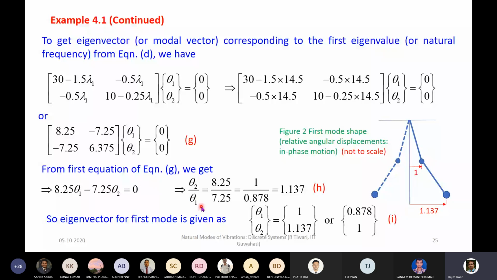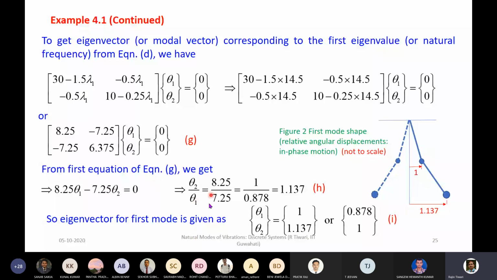If we have a 3-degree of freedom system, we will find that theta 2 by theta 1 and theta 3 by theta 1 have some fixed ratios. That's why the eigenvectors are arbitrary in amplitude, but the shape, or the relative displacements, are unique.